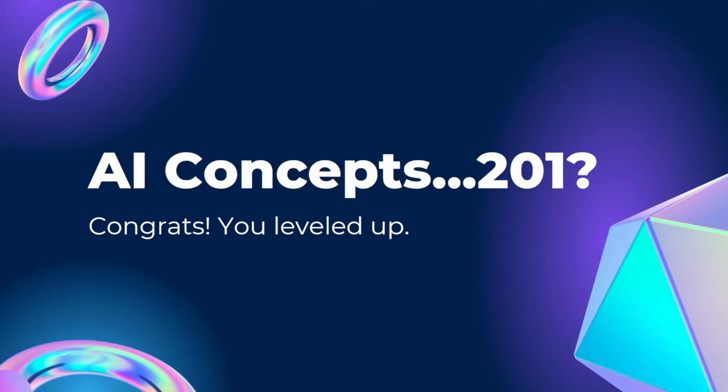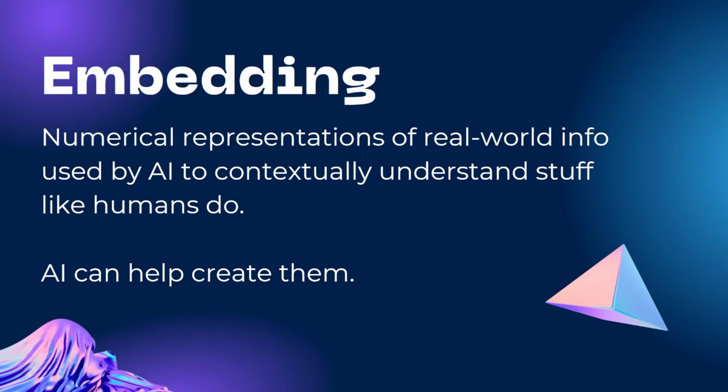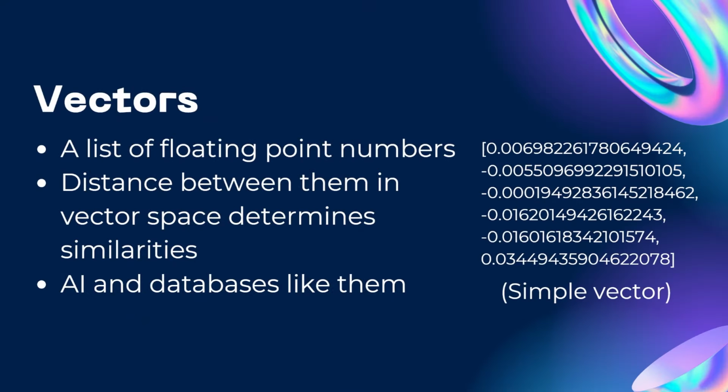Now, there's a couple other topics we want to talk about here that are sort of intermediate-ish level, but they're important for this app. So the first is an embedding. And I think a lot of people get too caught up in trying to understand all the nuances and details of embeddings. But basically, these are just numerical representations of real-world info that are used by AI to contextually understand stuff like humans do. And AI can help us create embeddings if we give it data. Now, these embeddings are usually represented as vectors. And don't worry, you don't need to know any math for this video or even to work with these AI services, but it is kind of important to understand what's going on behind the scenes here.